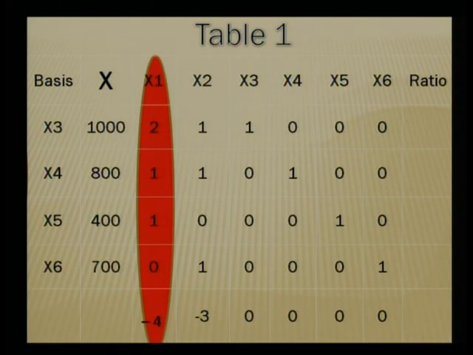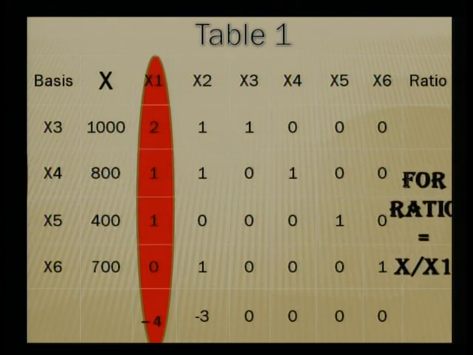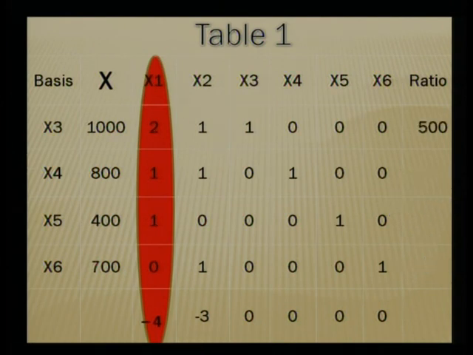As soon as that column is selected, we find something called ratios. If you look at the last column, since we selected the x1 column, our ratios will be x divided by x1. So the second and third column, if you observe, we go for it. The first ratio will be 1000 divided by 2, that is 500, appearing in the last column. If you go to the next, 800 divided by 1, that is 800, then 400 divided by 1, that is 400, and finally 700 divided by 0, that is not going to be a positive number, so we do not bother about it. We are just interested in the positive ratios.